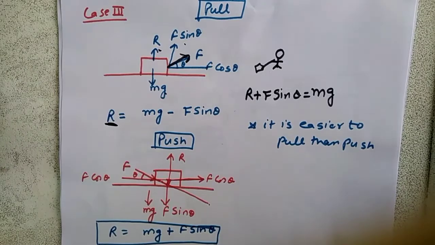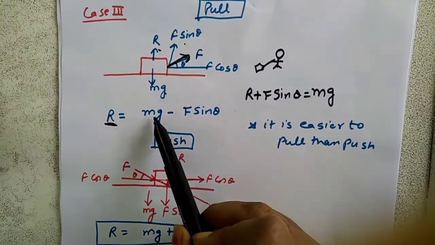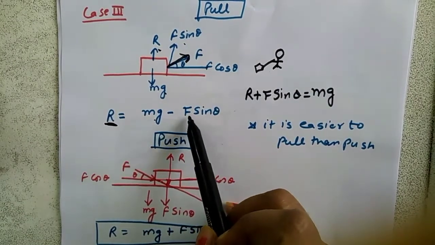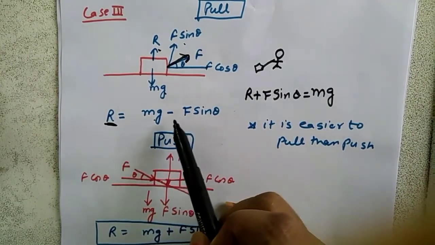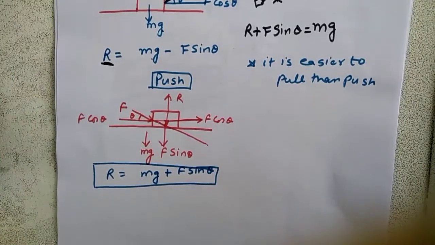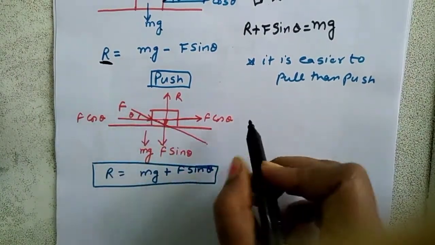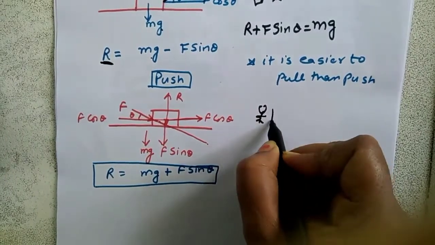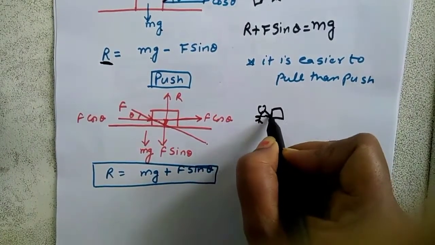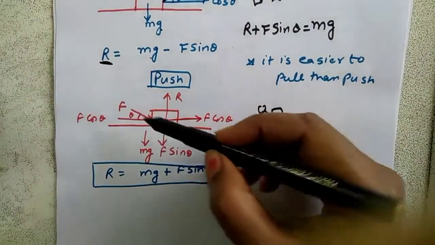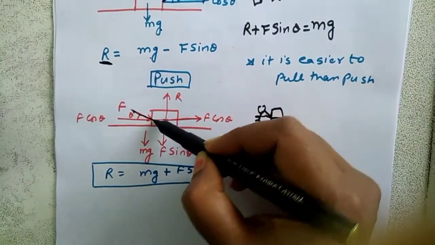That means when I pull something, the apparent weight is feeling lesser than the actual weight. Now let's see another example. In this case I am pushing the body. So when we push a body, obviously we will be behind the body and we will try to push it in this way. So this is the force of push.